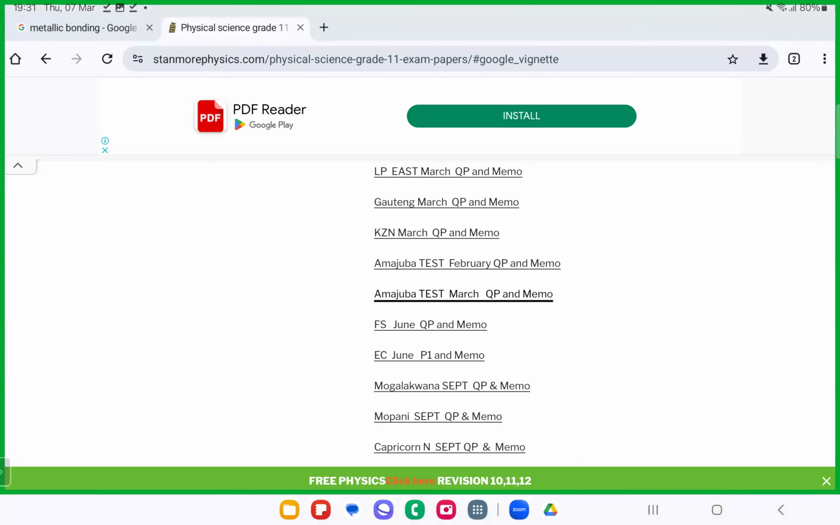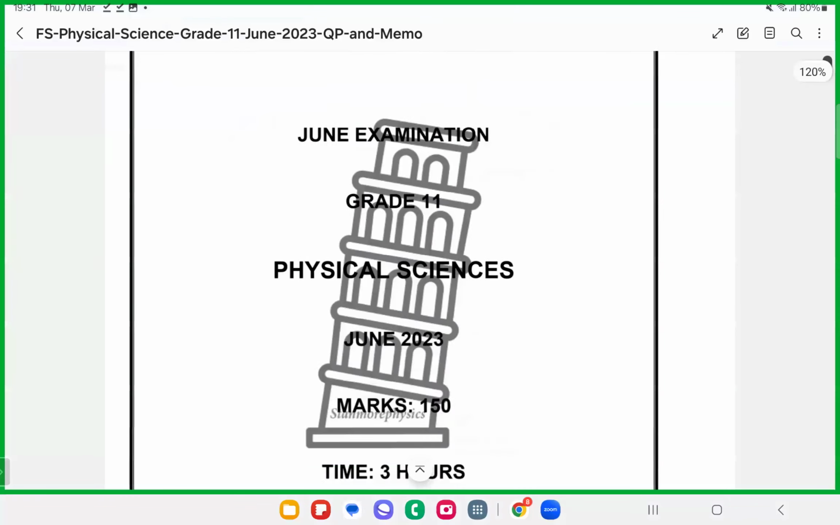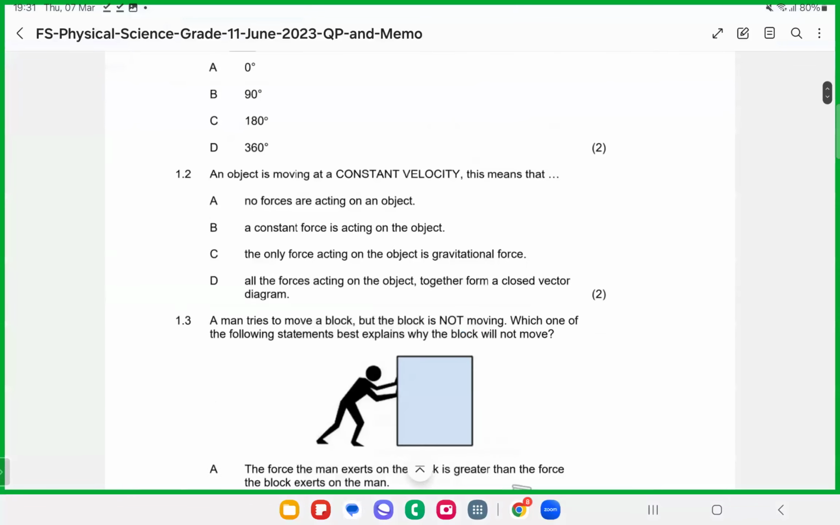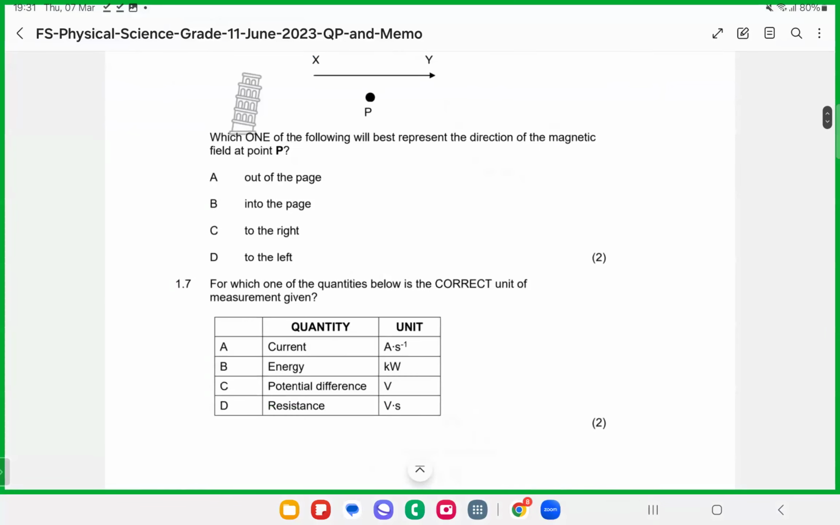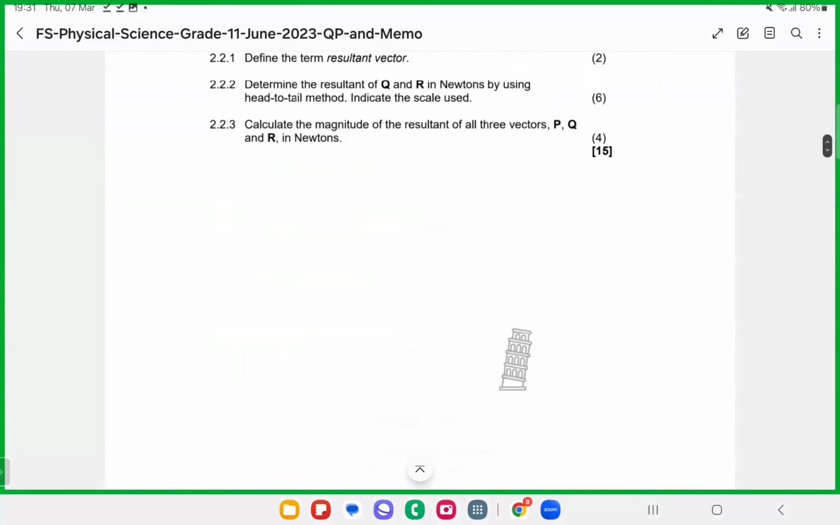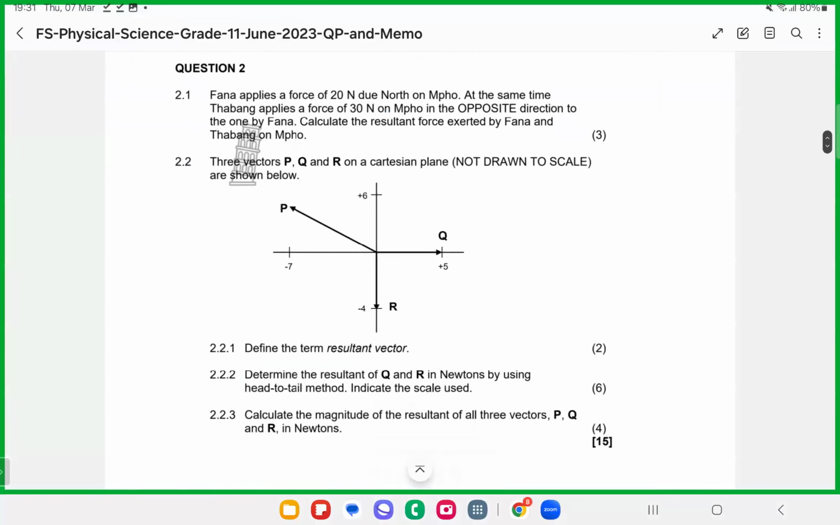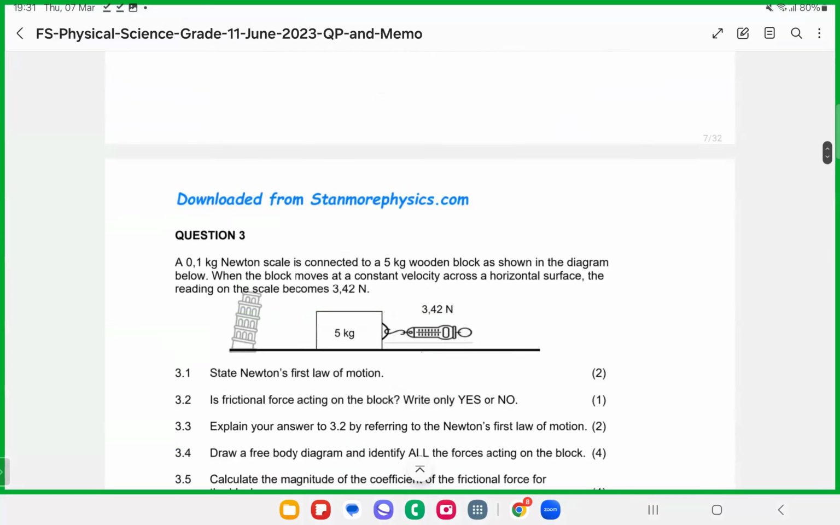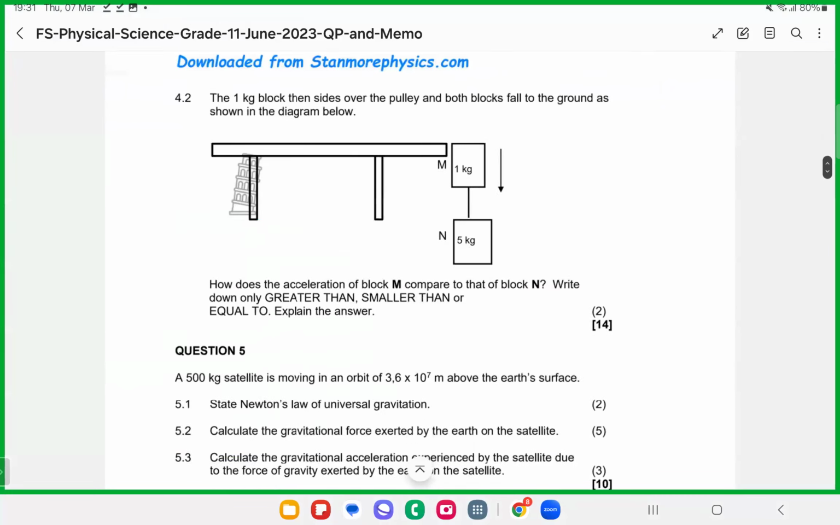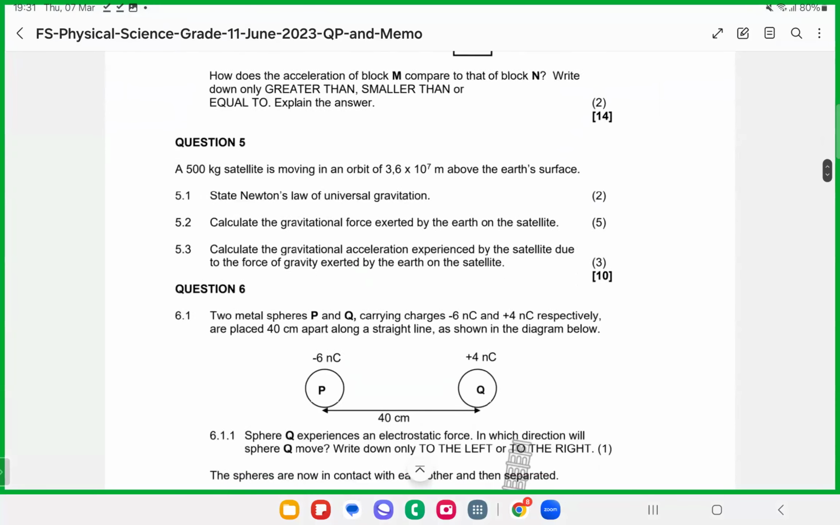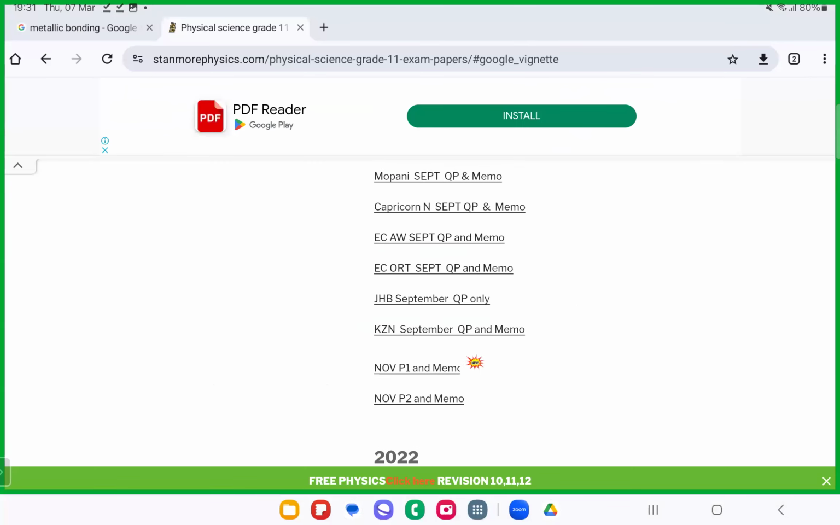Okay, this paper is filled with electrostatics. So you can get a question like this here. This is a very easy question where you've got three vectors and you are basically finding the resultant there. I don't like these ones. These ones are too easy. I don't like that either.